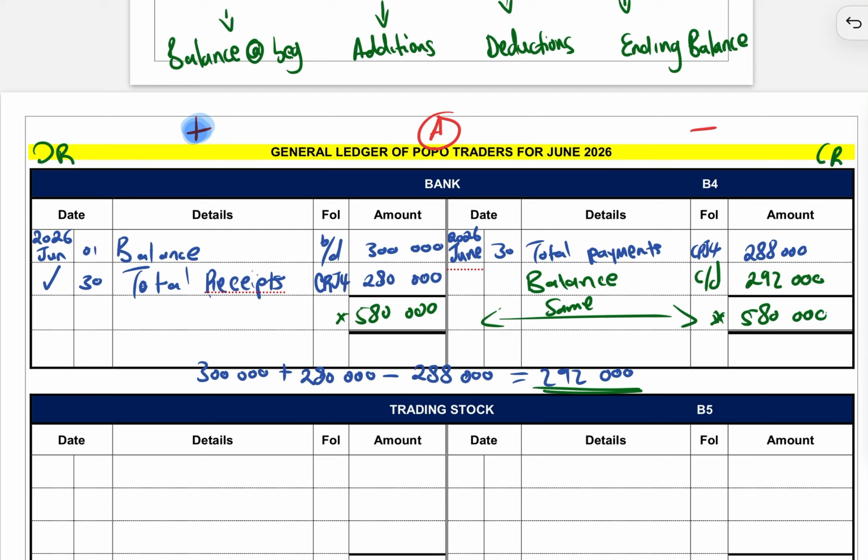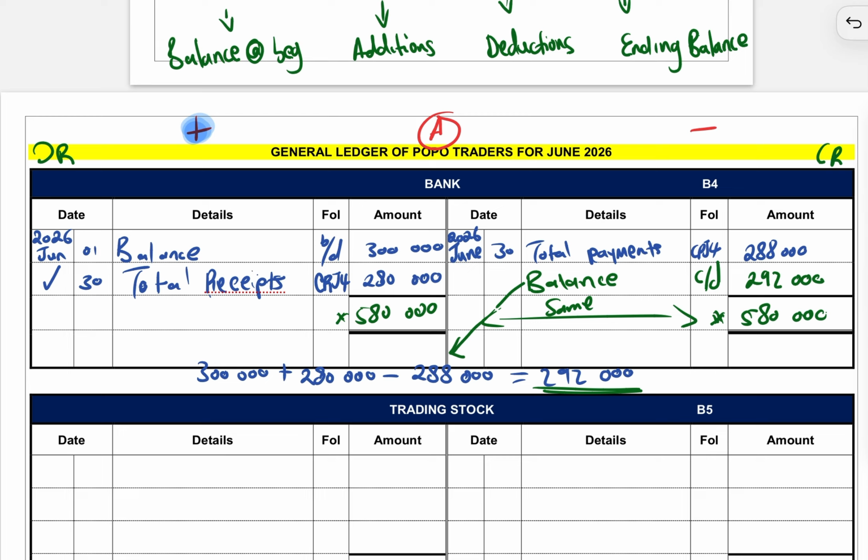But now the other step that you need to take is to show the opening balance for the next month. Remember, opening balances are always on which side? On the debit, the increasing side of the account. How can you easily remember that? Just draw an arrow from the carried down balance. Balance carried down is the closing balance at the end of the month. This is how much you have left in the bank account at the end of the month.